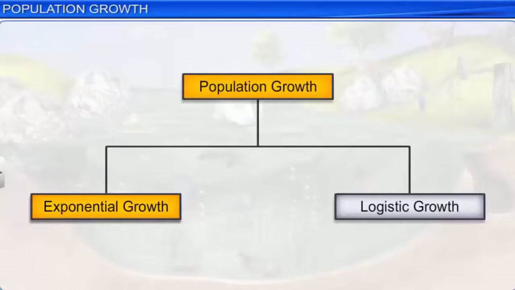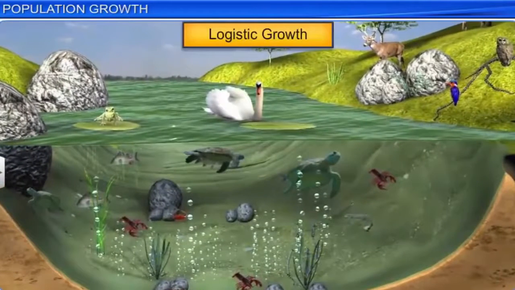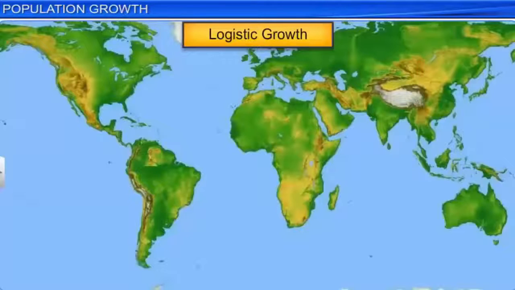However, when resources are limited, the population growth pattern is logistic. There is always competition between individuals for limited resources, and finally, the fittest individuals survive and reproduce. Keeping this fact in mind, the governments of many countries have introduced various restraints to limit human population growth.